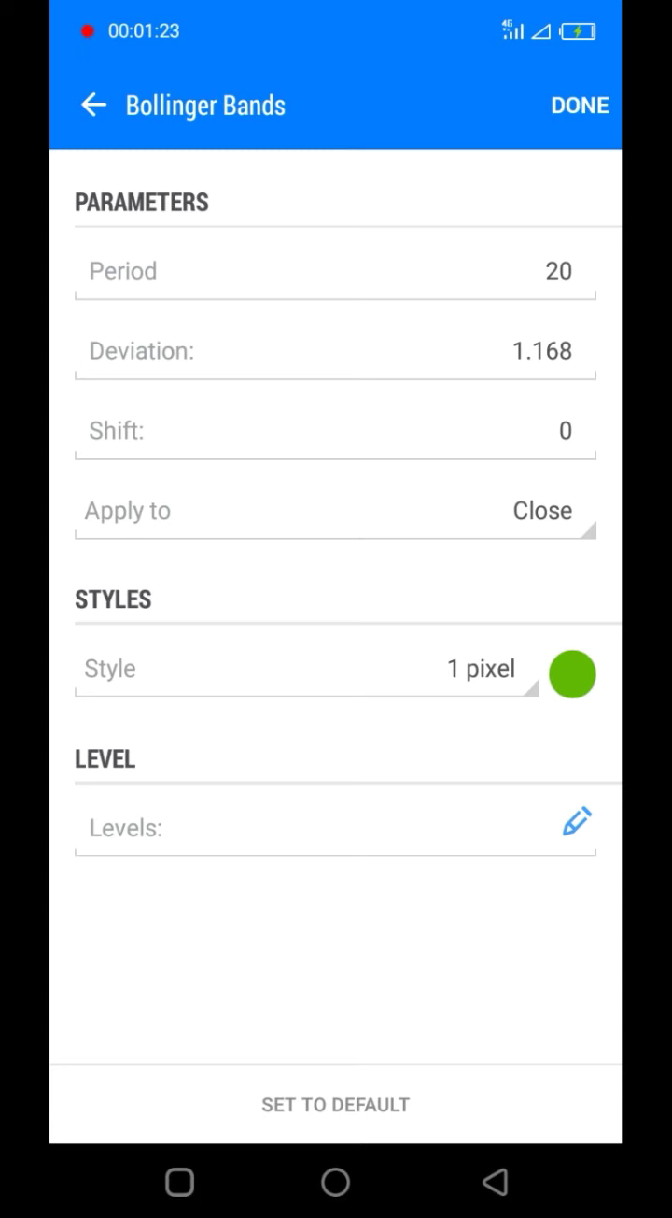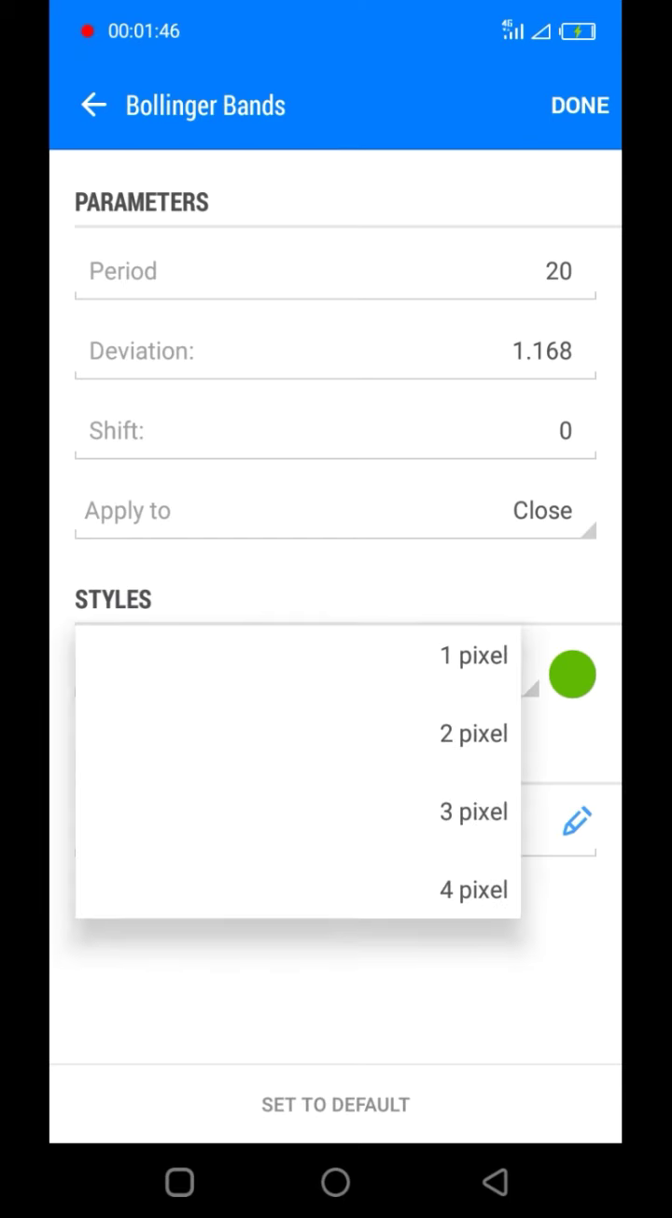Okay, this is the setup. Period 20, deviation 1.168. You can as well use 25, but I use 20 to minimize the losses. Then apply to close. Sky. Use any color of your choice. Then pixel. You can use any color of your choice.